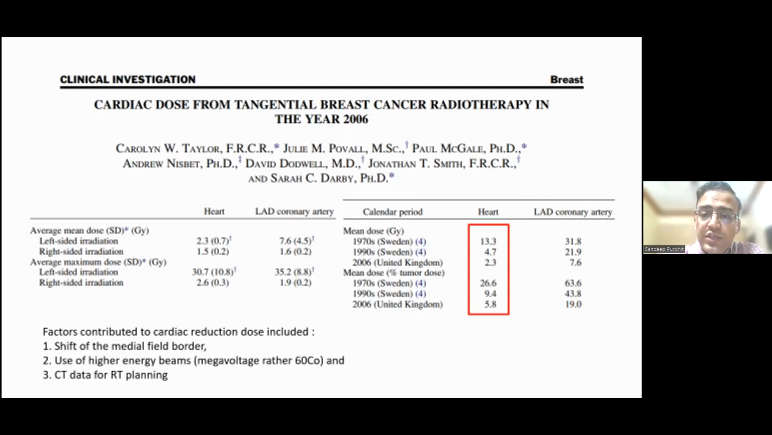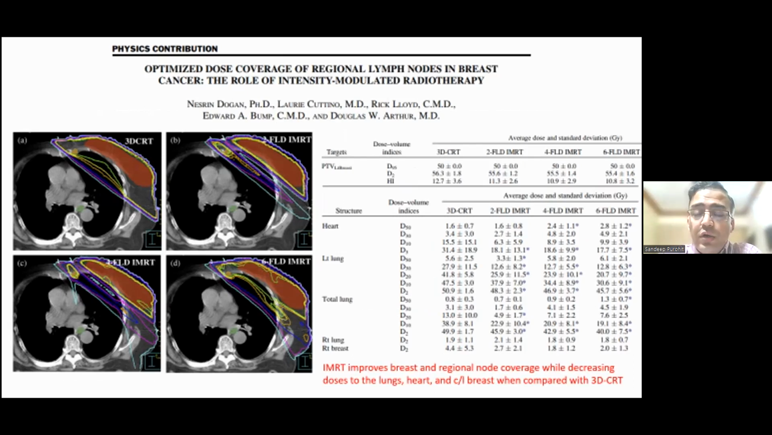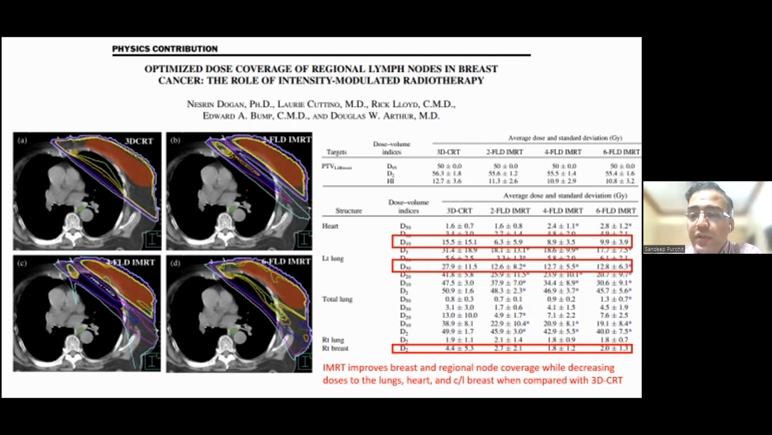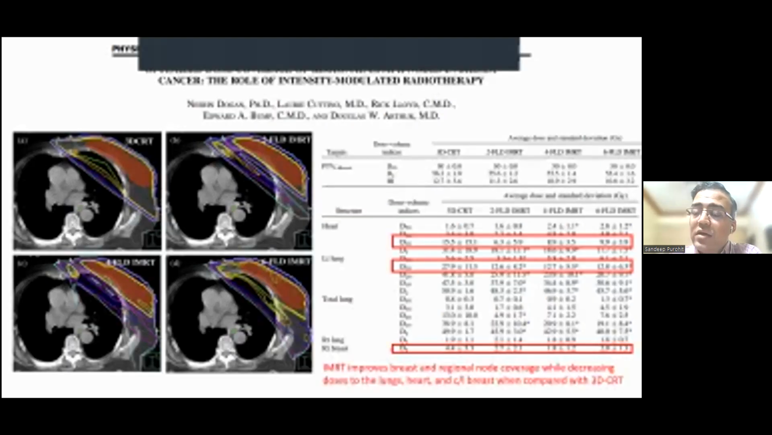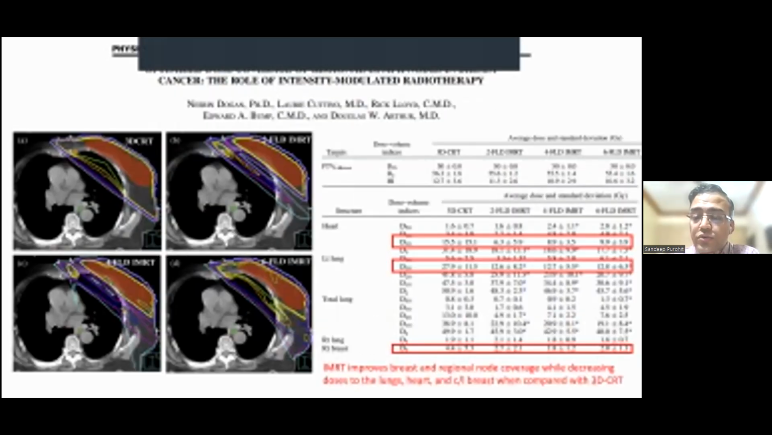Now, with the use of advanced techniques, we have seen there was a study by Dogan et al. in which IMRT was compared to 3D CRT with conventional wedges, and it was seen that doses to the heart, left lung, ipsilateral lung, and contralateral breast had significantly reduced with the IMRT technique as compared to 3D CRT. So it showed that IMRT improves breast and regional nodal coverage while decreasing doses to the lung, heart, and contralateral breast.